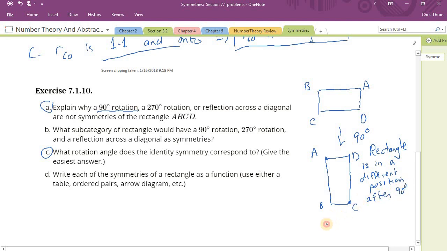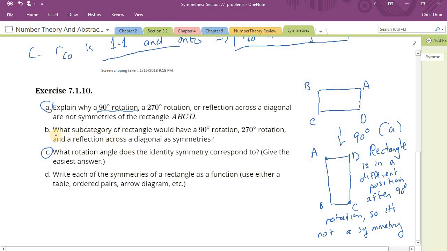There are a number of ways to say it, but this is one way. The idea is that the rectangle looks different after the rotation, so it's not a symmetry. Okay, so that's all you have to write for A. You don't have to write a novel. Just try to get essentially the basic idea. All right, so that's part A.